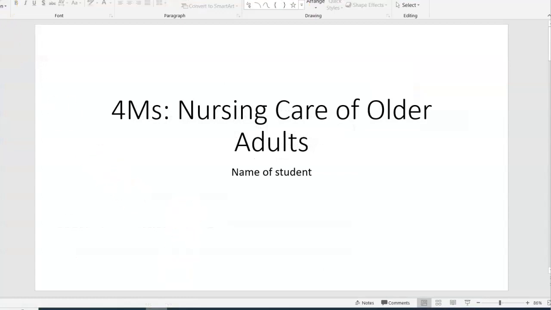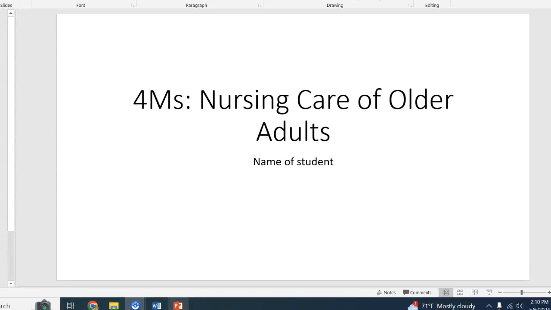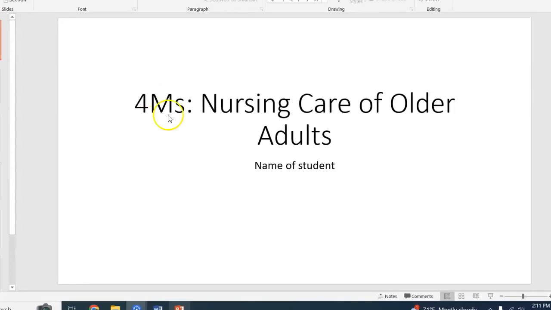So this is what the 4 M's presentation is going to look like. It is a PowerPoint template. Please leave it as a PowerPoint template. Please submit it as a PowerPoint template. Just utilize this. All you have to do is edit it and then save it and upload it to the discussion forum. So this is what you're filling out for part 1.